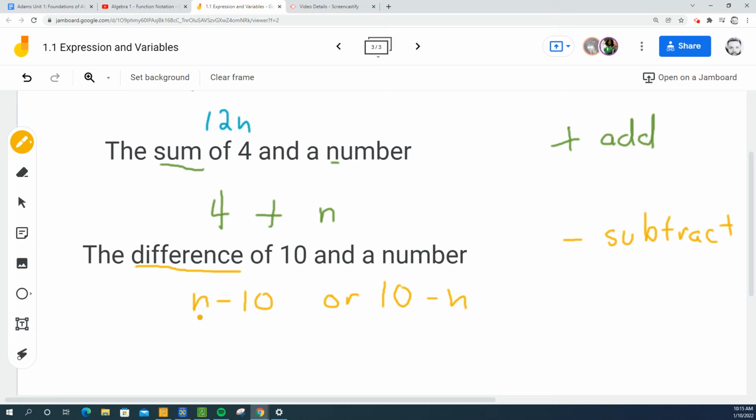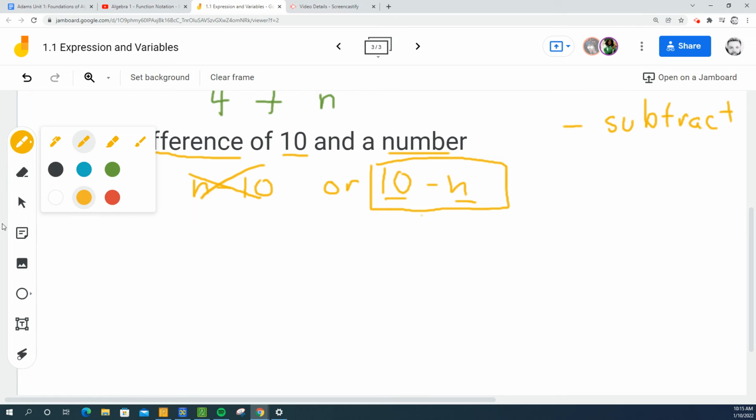Raise your hand if you think it's the first one, n minus 10. Raise your hand if you think it's the second one. Good, good. You guys are correct. It is not this one. It goes in the same order. Since this was the first term, then it has to be first here. Since this is the second term, then it has to be second here. So this is the correct expression. Good job, guys.